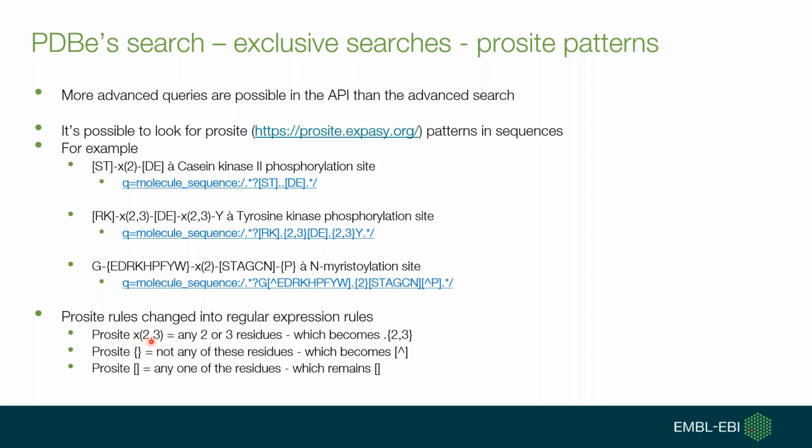So if we're looking for any 2 or 3 residues, rather than a PROSITE x(2,3), it becomes dot, and then curly braces 2 or 3. And not is a hat, as in a regular expression, and any of remains as standard square braces that we have.